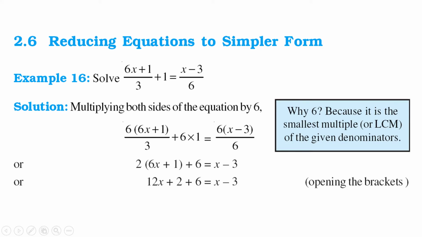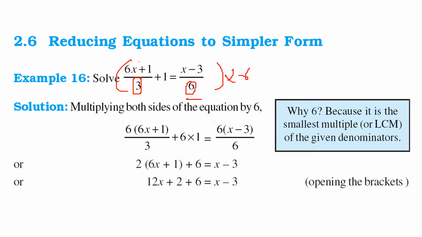Now, reducing an equation to a simpler form. How to reduce the equation to a simpler form? See, this is an example of an equation which is not looking like a simpler form, or you can say a linear equation. So how to do this? We see we have 3 and 6 in the denominator. So we'll take the LCM, that will be 6. So let us multiply the complete equation by 6.